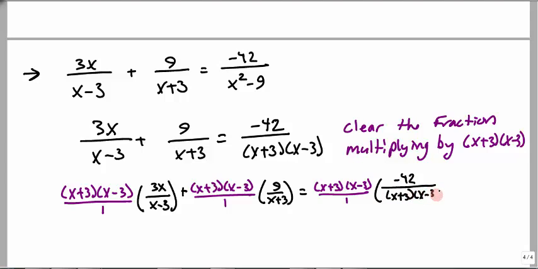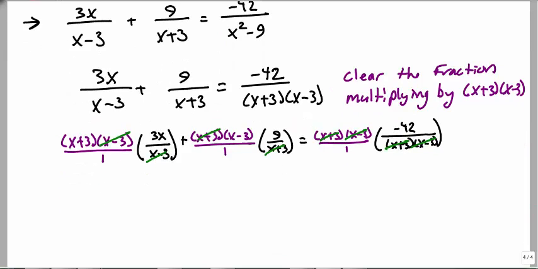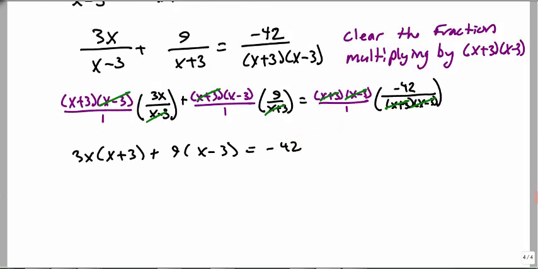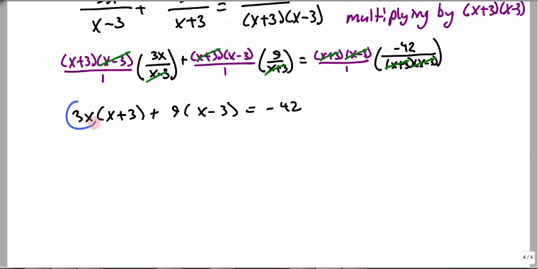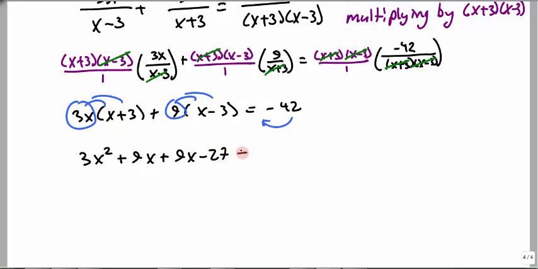Now this actually looks worse, but lots cancel. So the x minus 3's, x plus 3's, x plus 3's, and x minus 3's cancel. So what I'm left with then is 3x times x plus 3 plus 9 times x minus 3 equals negative 42. Now if I wanted to, I could graph this right now, but I think I'll simplify it first by distributing through the 3x, distributing through the 9, and moving the negative 42 across. So I have 3x squared plus 9x minus 27 plus 42.